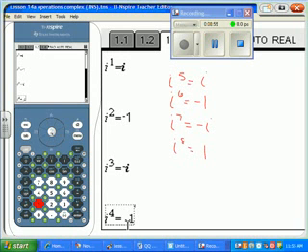Oh, that's why. i, negative 1, negative i, 1. i, negative 1, negative i, 1. It goes by 4s. Okay? Now, like I said, you used to have to divide by 4, find the remainder, and do it this way.